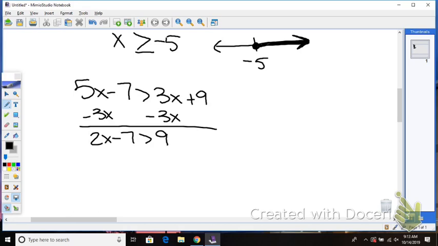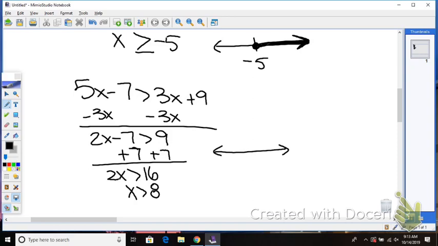Okay, so I have 2x. I subtract my 3x over. 2x minus 7 is greater than 9. So I'm going to add 7 over. So I have 2x is greater than 16. So what's x greater than? 8. Is that an open or a closed dot at 8? Open dot. And x is greater than, so it goes to the right.